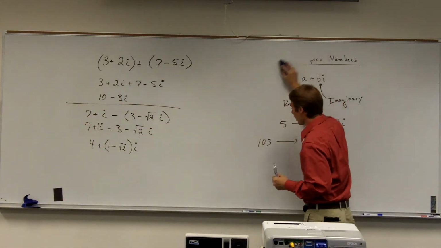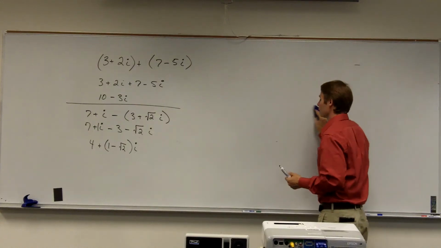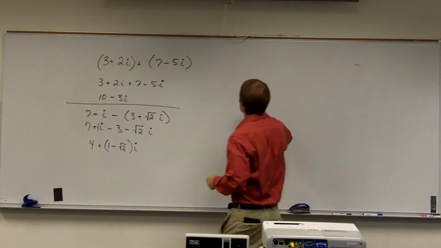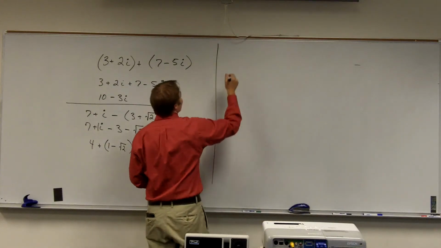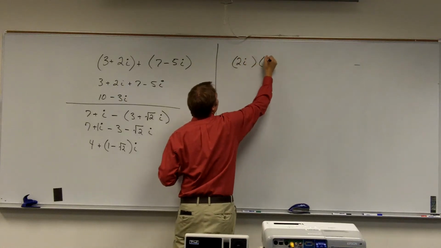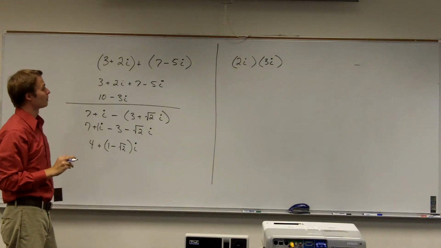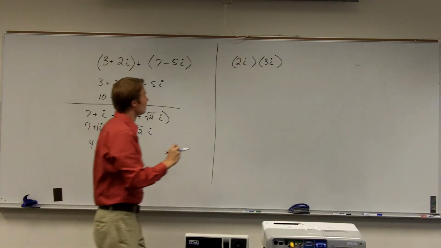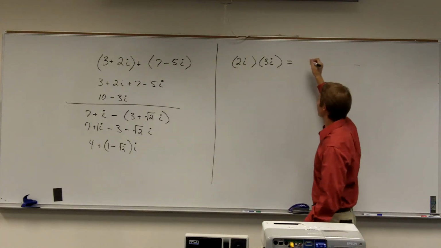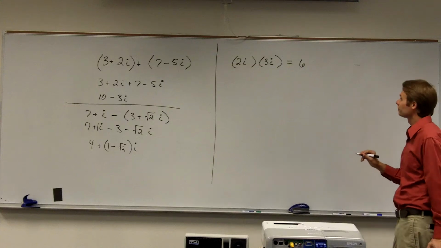So addition and subtraction is pretty straightforward. Multiplication is also pretty straightforward. We have to deal with some other aspects. So for example, 2i times 3i, what would this be? Well, 2 times 3 is 6, right? So that's easy. What will I get with the i's here?